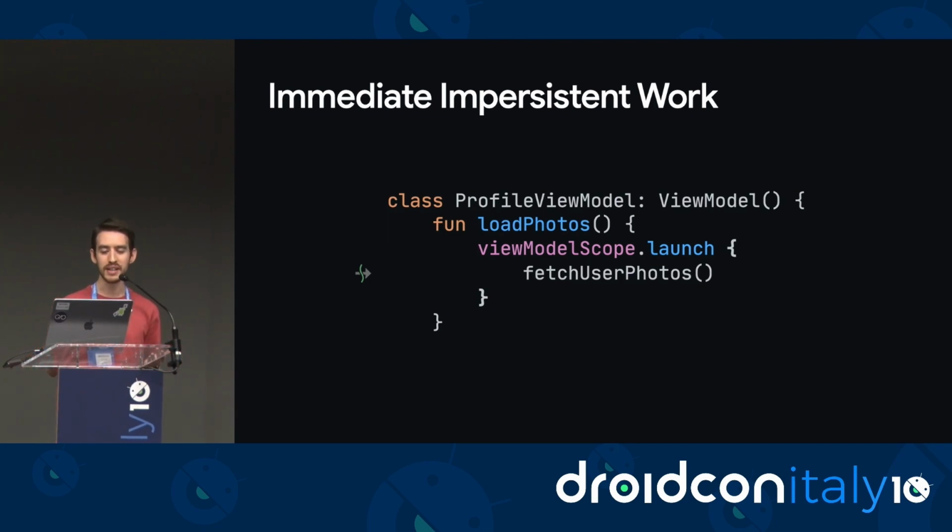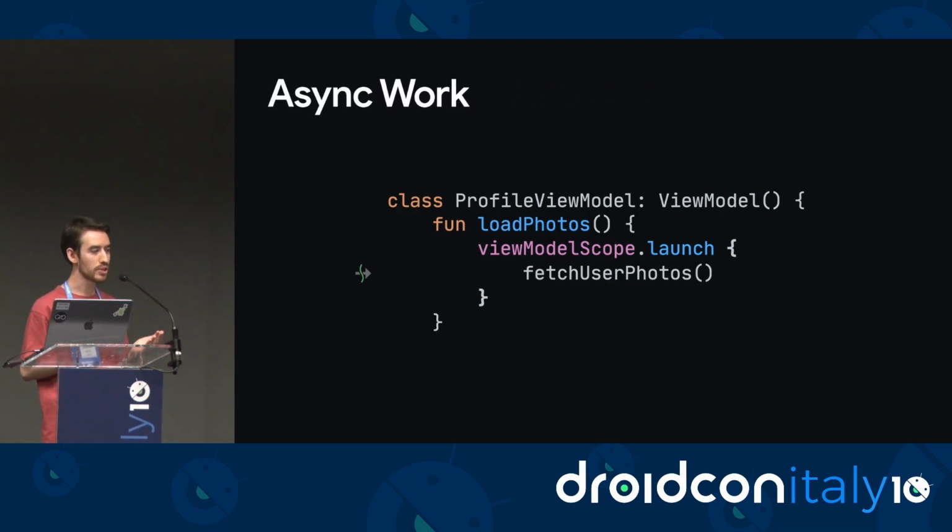In this case, we are running a coroutine in the view model scope. So we are saying that when the view model is dismissed, so maybe the user doesn't have to see that photo anymore, just cancel the work in that scope. In this case, the coroutine will be cancelled, and this is not persistent work. In fact, we're cancelling it. So immediate impersistent work is just a fancy word to say async work, so you can safely use coroutines for that.